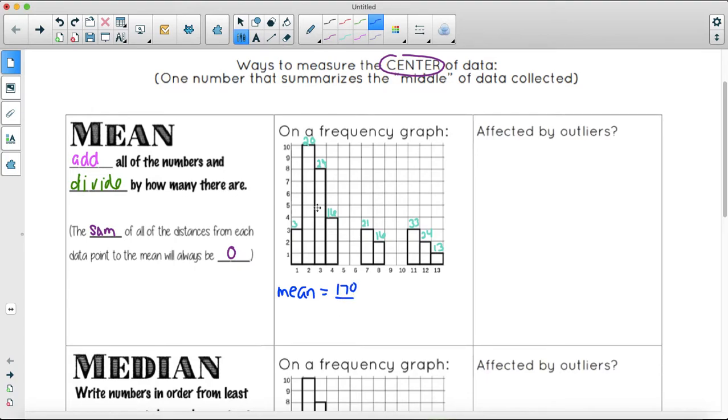Then we divide by how many we actually have. So we have 3 in this section plus 10 plus 8 plus 4 plus 3 plus 2 plus 3 plus 2 plus 1. We have a total of 36 numbers. We have a total value of 170. So our mean would be approximately 4 and 7/200ths. So if we're in the 4 range, so it would be about 4, this means that the area of 4 would be our balance point.